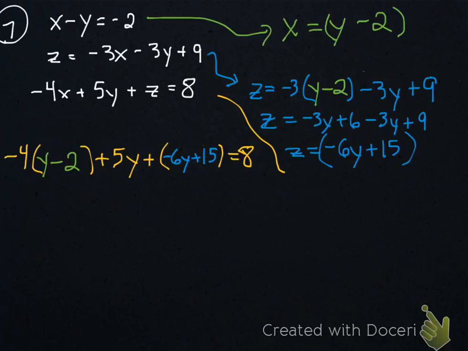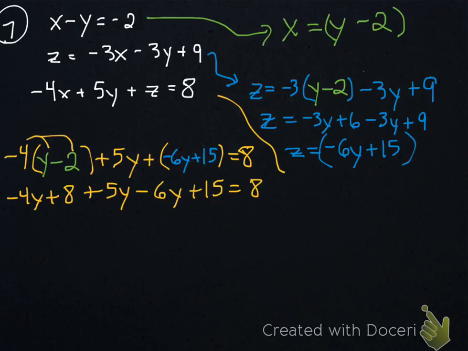Now we can distribute the negative 4. We have negative 4y plus 8. Still have that plus 5y, and there's nothing to distribute, so we just keep going. Minus 6y plus 15 equals 8. Now let's simplify, adding all those y's together. So I have minus 4 minus 6 is minus 10, plus 5 gives me minus 5y.